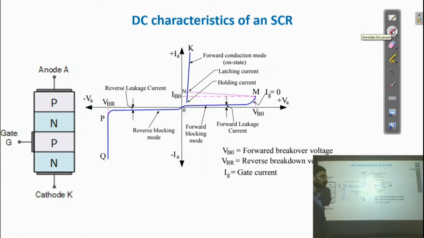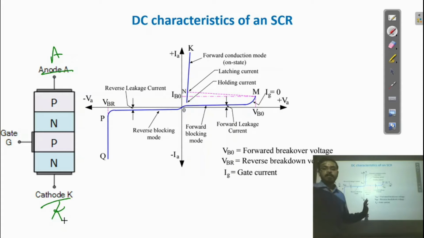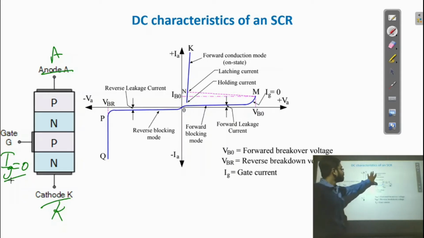Now, the moment the battery is connected across the anode and cathode of an SCR, let us assume that Ig is equal to 0. We are not applying any small amount of current to Ig. Let us assume that Ig is equal to 0. We will understand the forward characteristics of an SCR. We are not interested in the reverse characteristics, right?